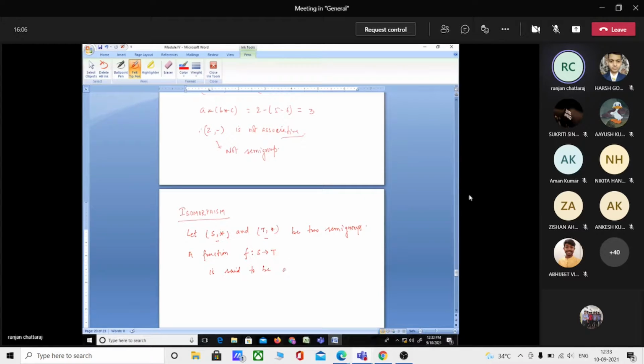An isomorphism from S to T is a function from the algebraic structure S to the algebraic structure T. Is it clear? It is better to first take, suppose, it is 1. Yes, sir. Okay.